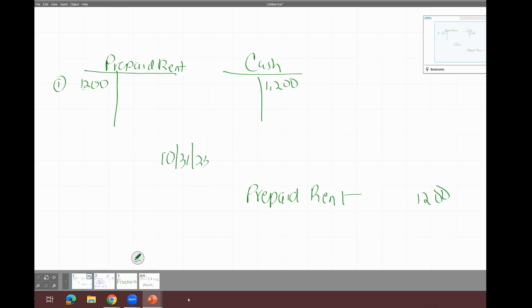What did I just use? I didn't use cash this time, right? I used cash at the beginning. Use the service that you paid for. Okay, so what is that? That's exactly right. I used something. It's a debit to rent expense.